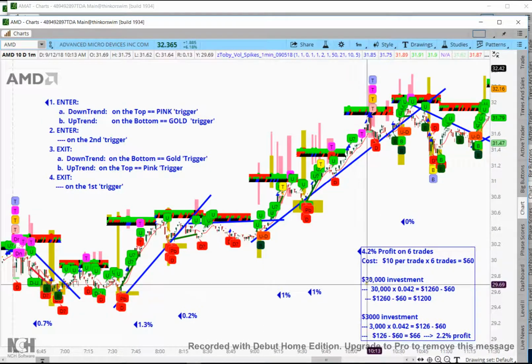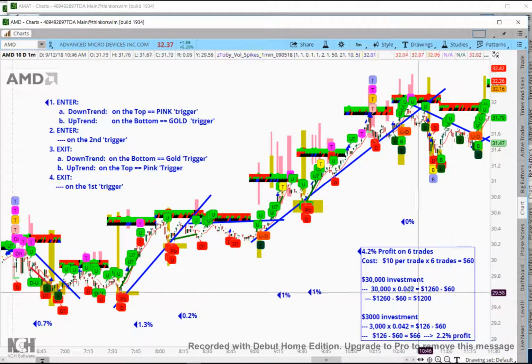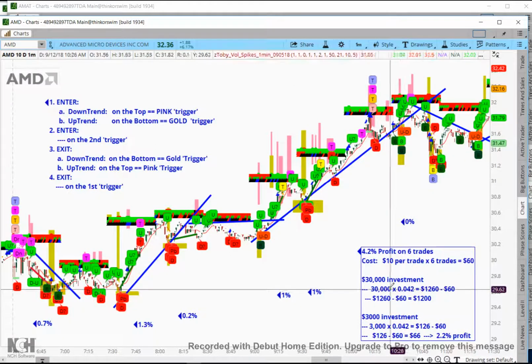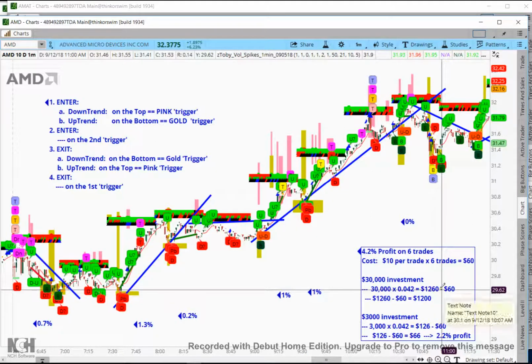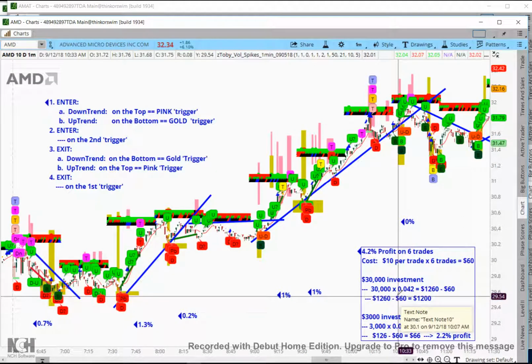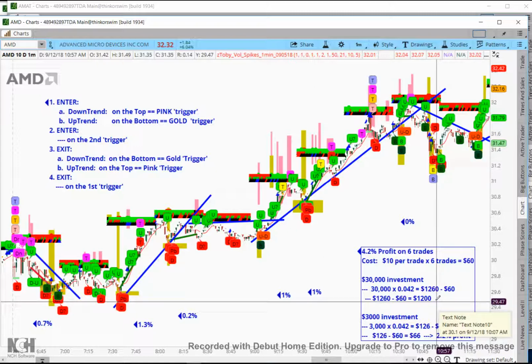So like if you're playing with $30,000, then you made 4.2%, you would get $1,260 if you subtracted off the cost. 6 trades times $10 per trade, the cost for trading. The broker gets some money. You'd make $1,200. $1,200 in a day. That's really, really good, guys.